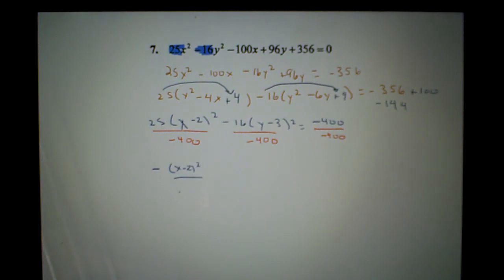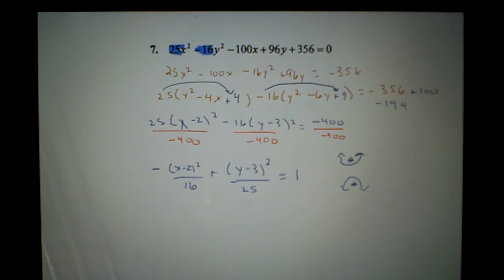25 goes into 400 16 times. Look what happens here. A negative divided by a negative. My y group is positive now. So since my x group is negative, I'm going to cut through the x's, and my ellipse is going to flip out this way. This is the hyperbola that I'm going to have.